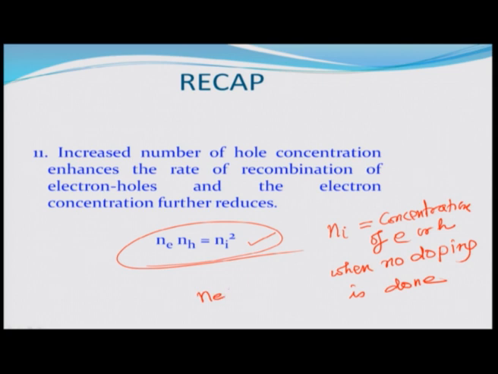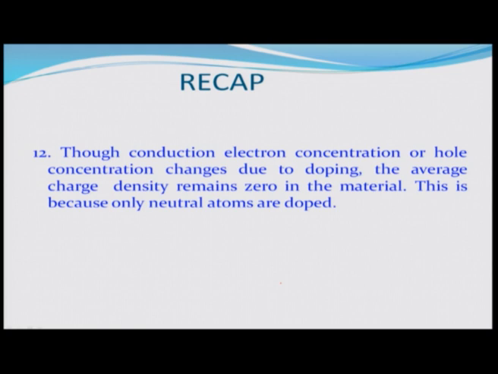So, Ne is equal to NH is equal to Ni, no doping. So, that Ni into Ni, 0 doping. So, that remains same, Ne into NH is Ni square. This is very important. Though conduction electron concentration or hole concentration changes due to doping, the average charge density remains 0 in the material.